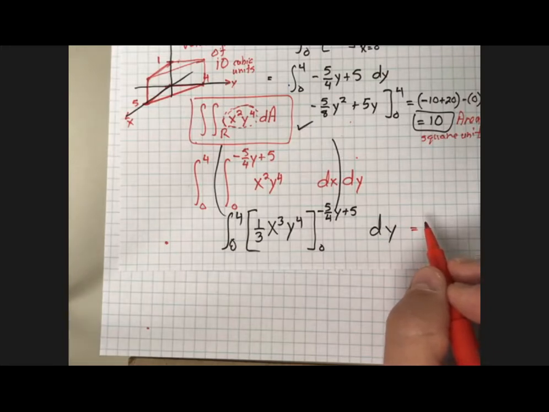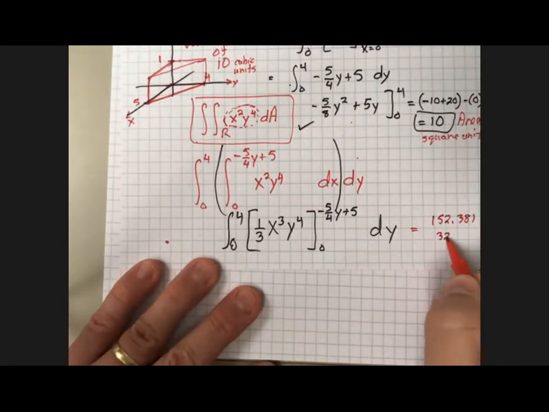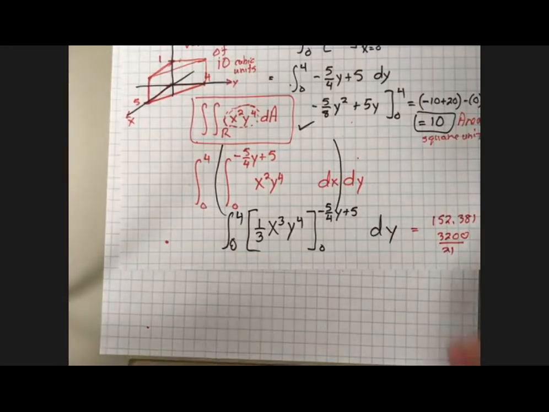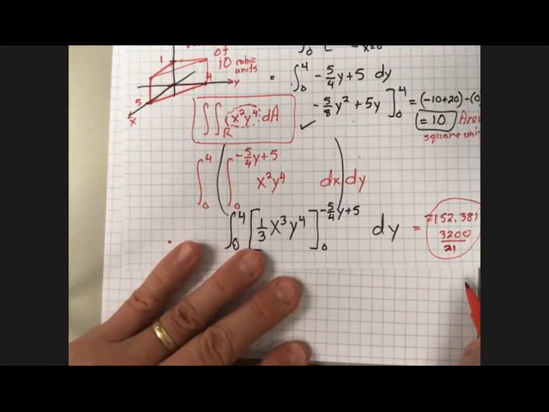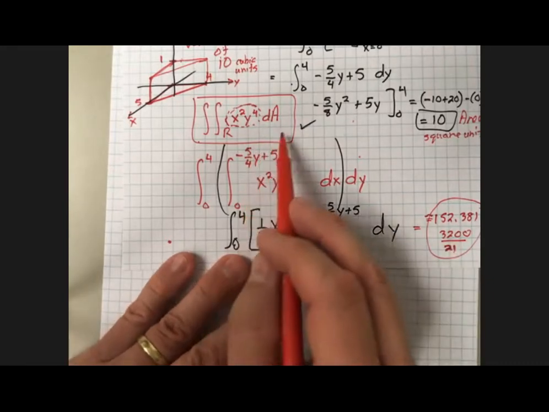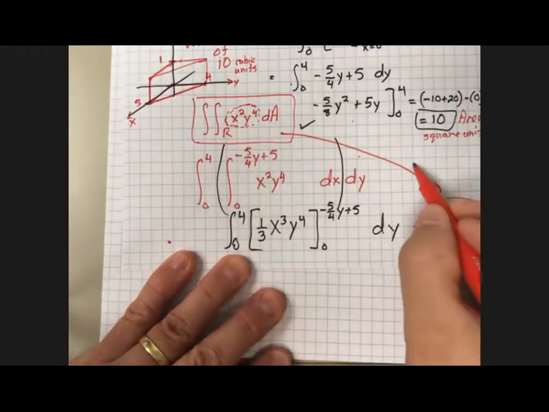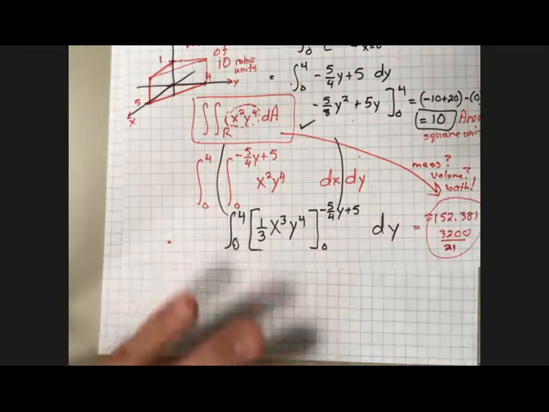And I gotta go and find the number, don't I? About 152.381, but it was 3,200 over 21, if I was not mistaken. Let me double check that. Yes, that's what it was. This is the exact answer. The decimal is an approximation because of the divided by 21. But this represents the volume under that curve that you saw, or does it represent mass? It represents both.